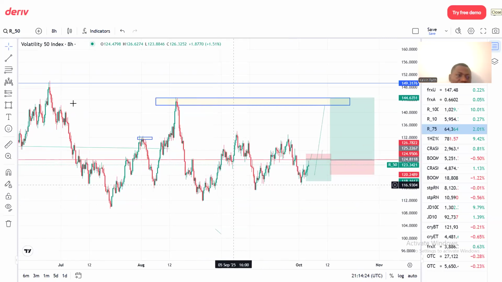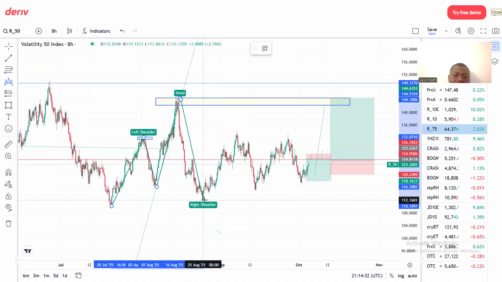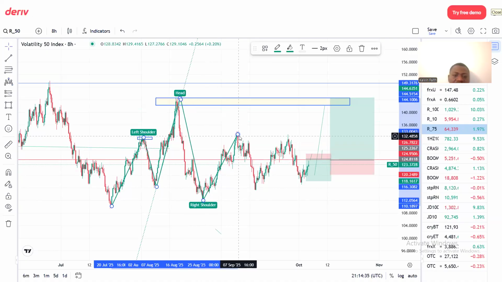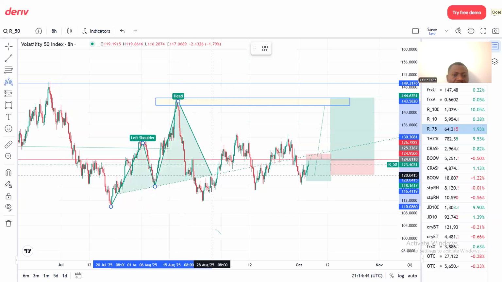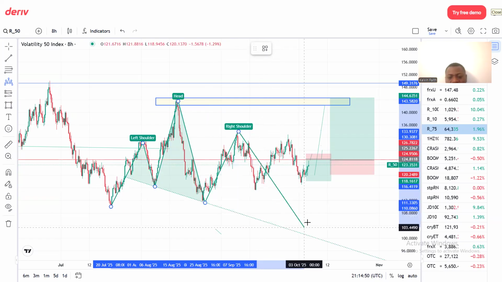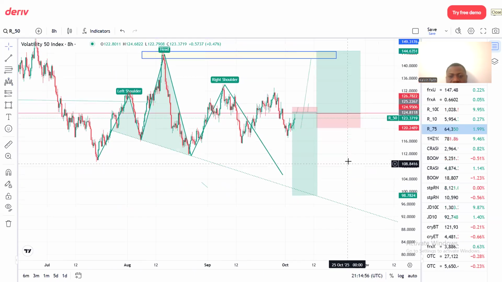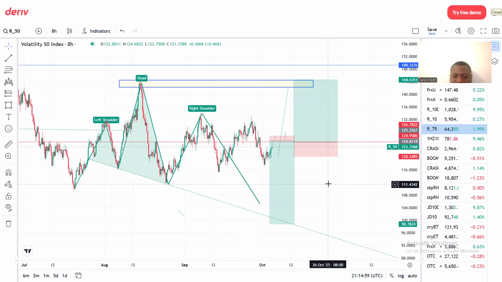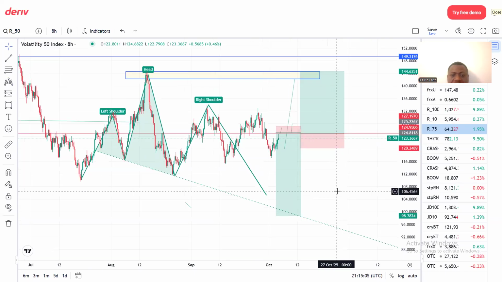Okay, so let's use the original head and shoulder pattern. So we have a left shoulder, head, break of the neckline. Oh no, this is wrong. Left shoulder, neck, head, right shoulder, which has been retested. So I am expecting price to drop to this place. I'm expecting here. Okay, so this is where I'm expecting. This is what I'm expecting right now.